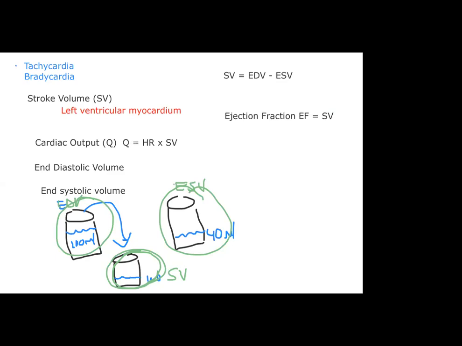Divided by the total amount of blood that's available to be pumped out, which would be the full ventricle, which is end diastolic volume. Okay, so ejection fraction, the percentage of blood pumped out in one contraction, is the stroke volume divided by end diastolic volume, and then you'd have to multiply that by 100, which will make it into a percentage. You just need to know the concept and the formula.